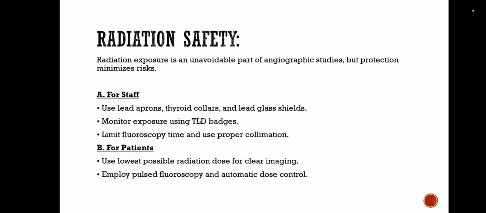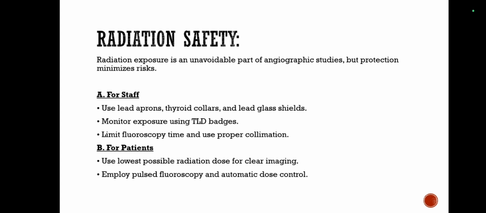So next is the radiation safety. We have to consider radiation safety for the patients as well as the staff. For the staff, usually they are provided with lead aprons, thyroid collars, and lead glass sheets. Then the second one is the TLD badge. Usually every staff member is given a TLD badge, and they can change it once a month or once in 3 months. So before the procedure, they are asked to keep the TLD badges with them.